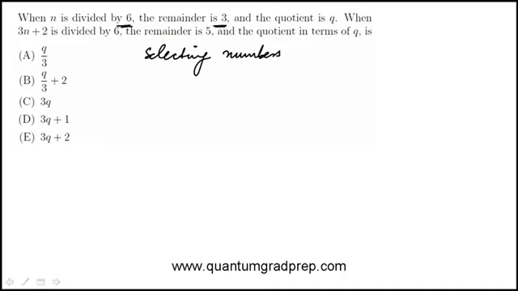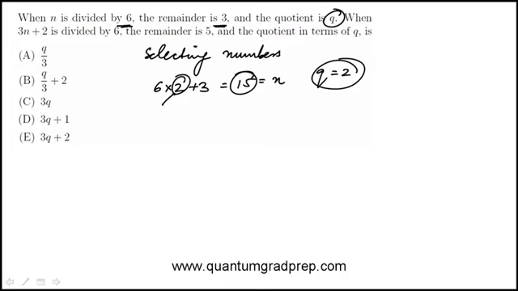So the key thing is to find a value for n that satisfies this. And you can just think of multiples of 6 and add 3 to it. So for example, 6 times 2 plus 3, that's 15. So that's a possible value for n. When you divide 15 by 6, the remainder is 3. Now they tell us the quotient is q. In this particular case, the quotient is 2.